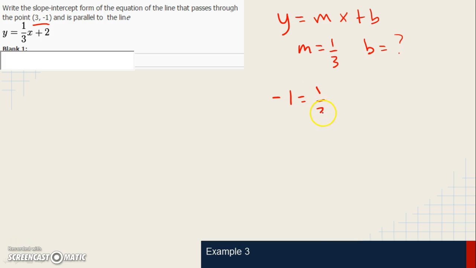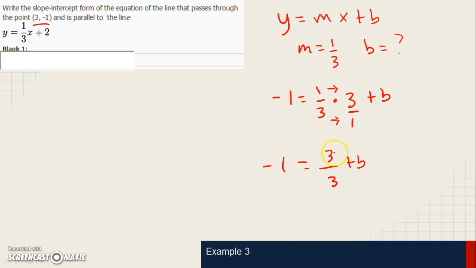Our slope is 1/3. Don't let this fraction scare you. I know a lot of you guys are starting to tremble. X is 3, and we don't know what b is, as we're solving for it. So before I simplify and solve, I'm going to turn this 3 into a fraction because it makes it easy to multiply. And we multiply fractions straight across, multiply the numerators together, multiply the denominators together. So let's simplify. 1 times 3 is 3, and in the denominator 3 times 1 is 3. And we have plus b, bring down the equal sign, equals negative 1.